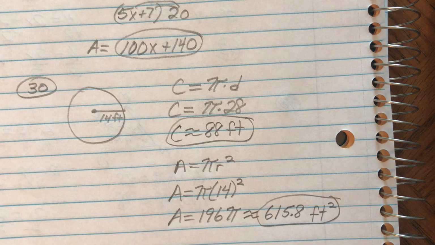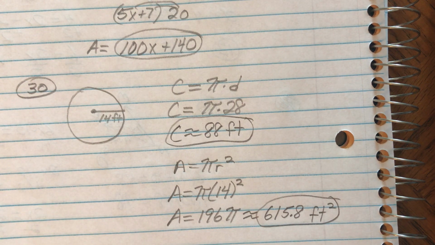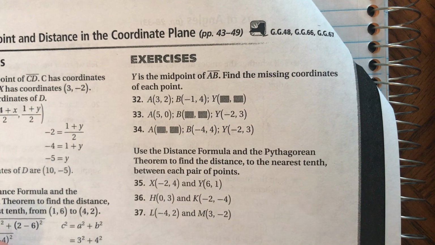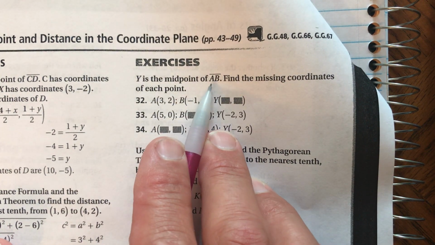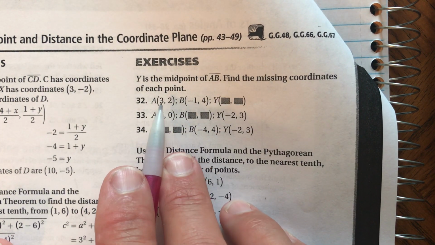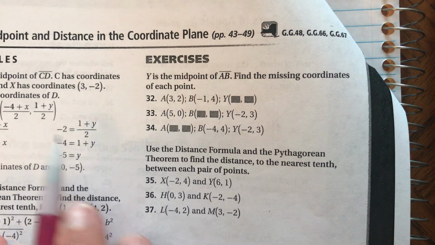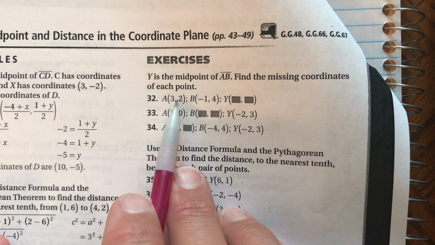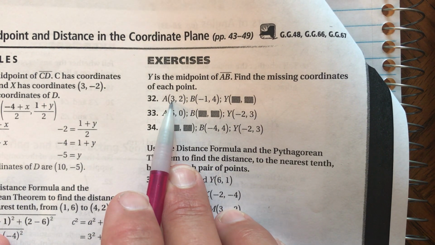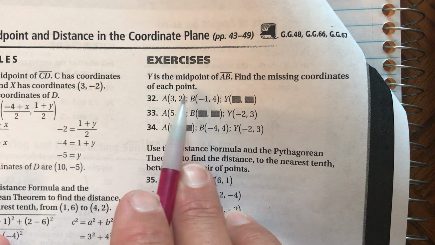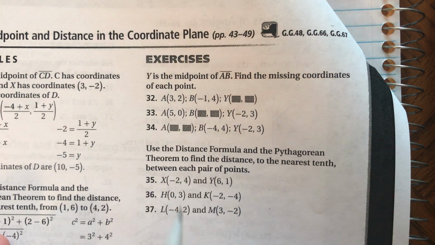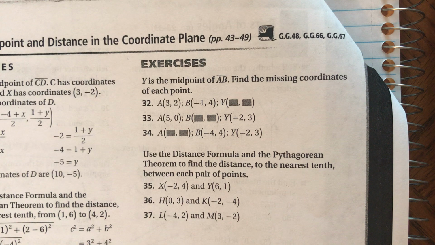Couple more. Let's do number 32 and 37. 32. It says, y is the midpoint of AB. Find the missing coordinates. So the midpoint formula is actually the average of the points. So if you average 3 and negative 1 and average 2 and 4, you'll find those missing points.